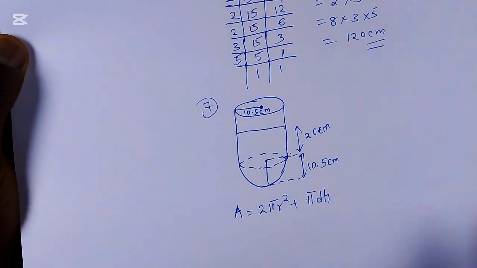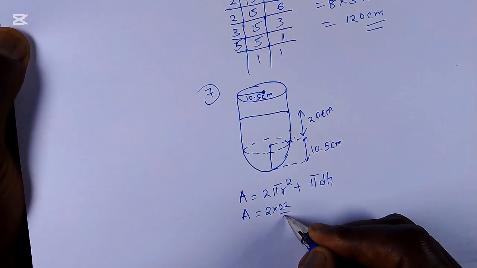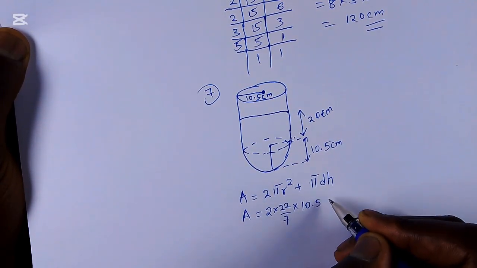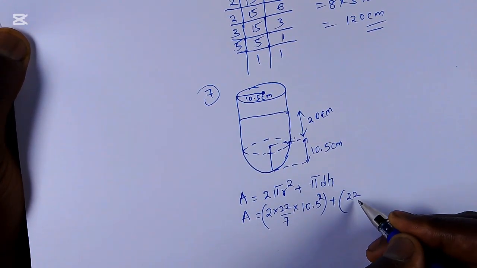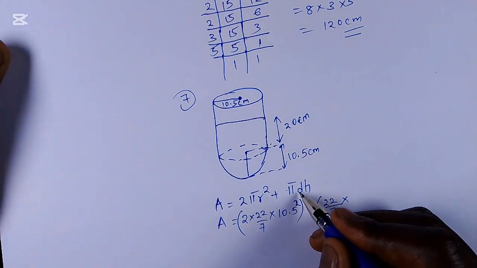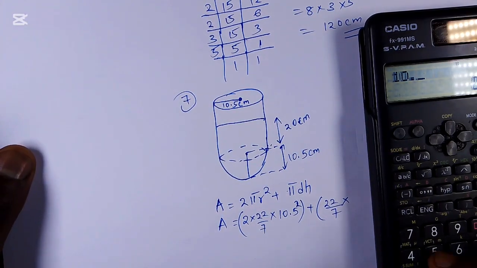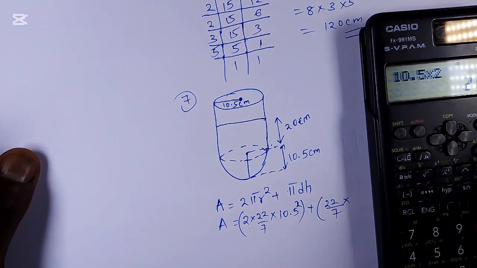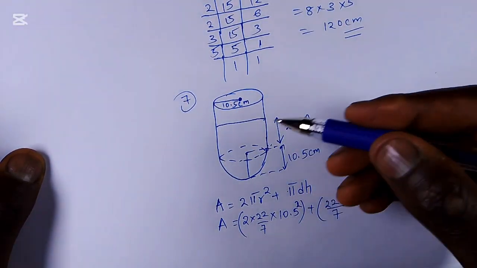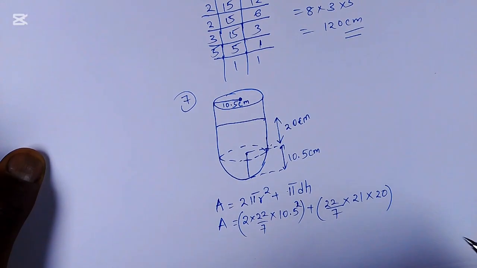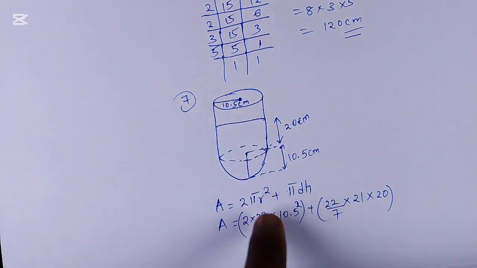And for us to use that formula, we will take our area as 2 multiplied by 22 over 7 multiplied by 10.5 squared, plus 22 over 7 multiplied by diameter, which is 10.5 times 2, that will give us 21. So this will give us 21 times the height of the cylindrical part, which is 20. So it is the area of the hemispherical part plus the curved surface area in contact with water.